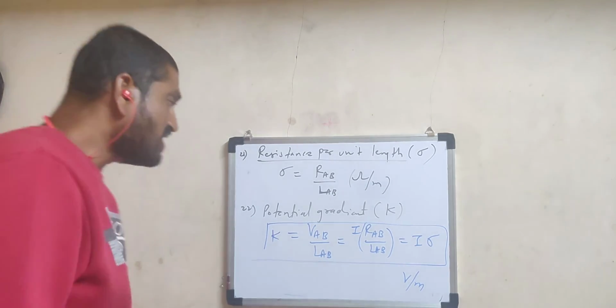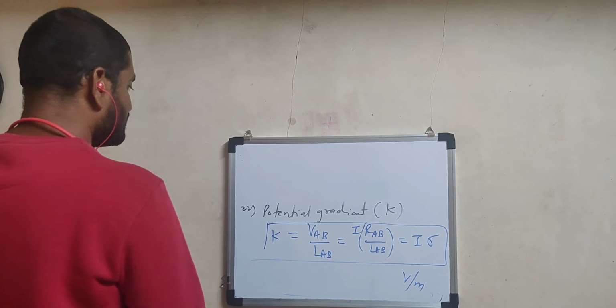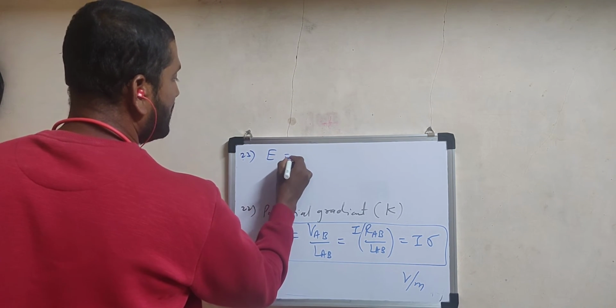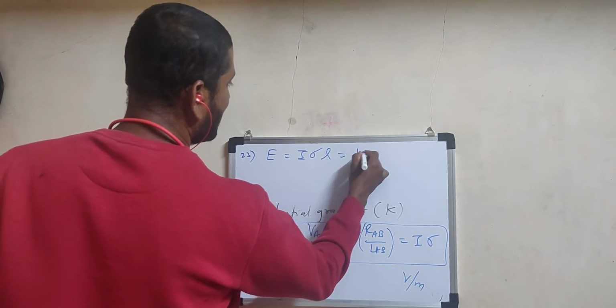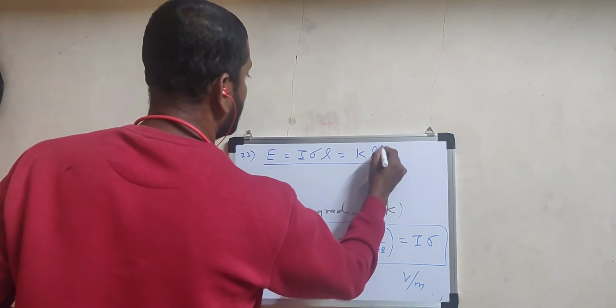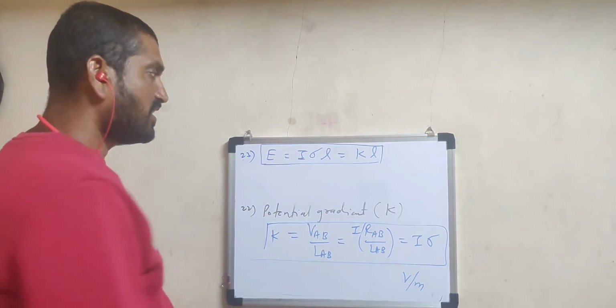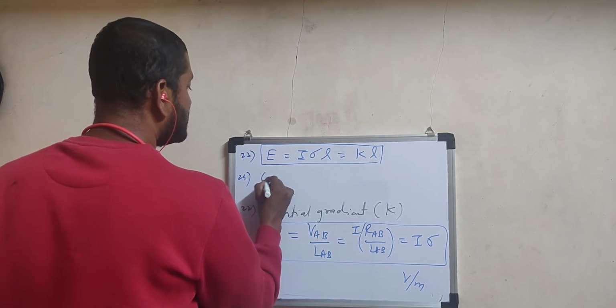Now the next application part. In the application part, the first application which we discuss is to determine the EMF of a given cell. We got the formula EMF is equal to I sigma L, or I sigma can be replaced by K into L. Here L is nothing but the balancing length for which that cell becomes open circuit, and K is the potential gradient.